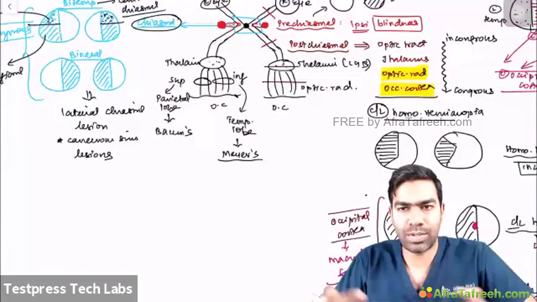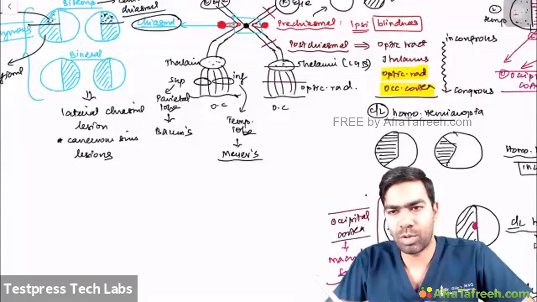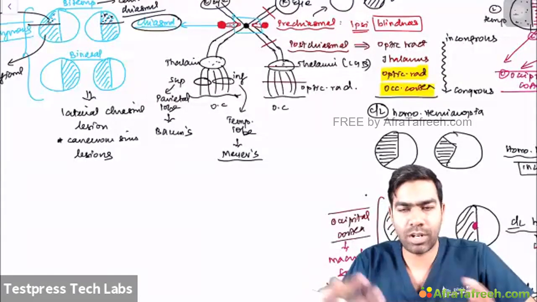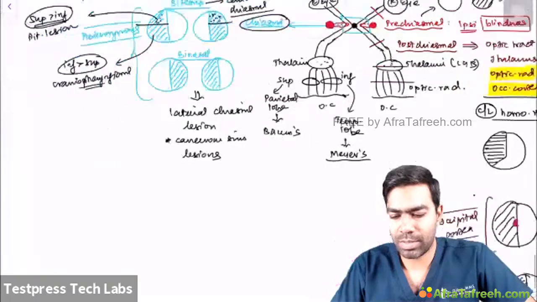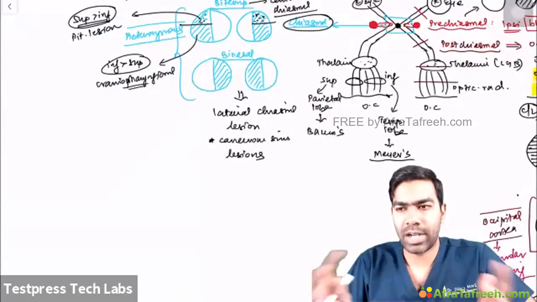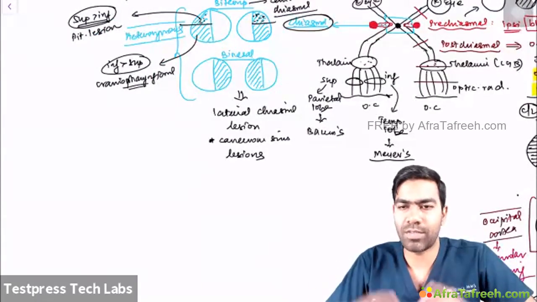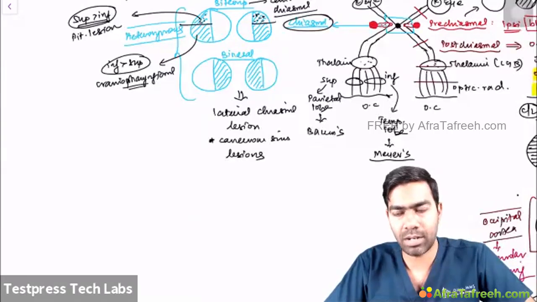Based on congruous versus incongruous, you can tell more anterior or more posterior. Based on macular sparing, you can tell whether it's occipital cortex or optic radiation. In the optic radiation, based on whether it is superior or inferior, I can tell whether it's a parietal lobe involvement or a temporal lobe involvement. Based on chiasmal lesion, whether it's bitemporal or binasal, I can tell whether it's a central chiasmal lesion or a lateral chiasmal lesion. Based on whether it is superior more than inferior or inferior more than superior, I can tell whether it's a pituitary lesion or a hypothalamic lesion.